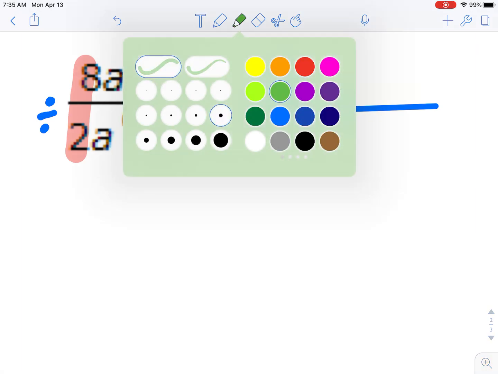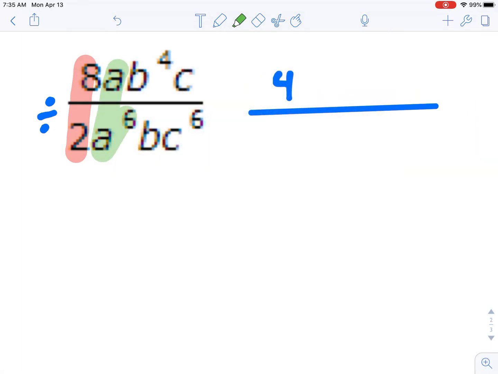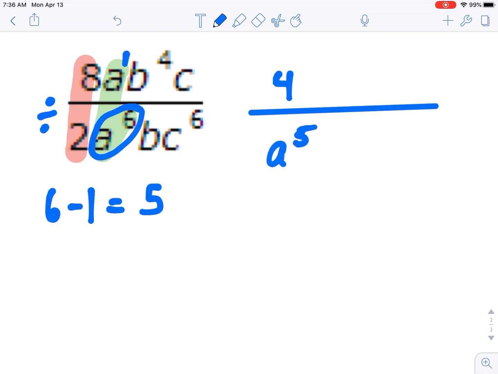Next, we're going to look at our a's. We have 1 on top, 6 on the bottom. 6 minus 1 is 5. And the bigger number's on the bottom, so we're going to write a to the 5th power on the bottom.